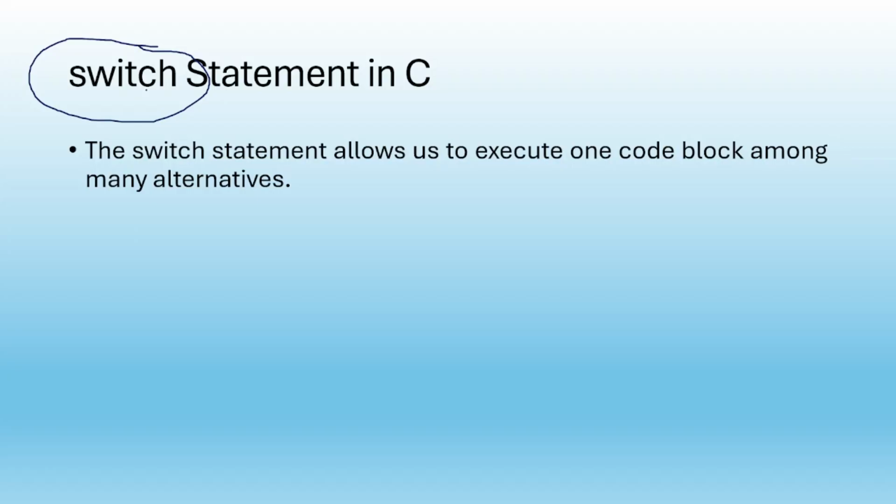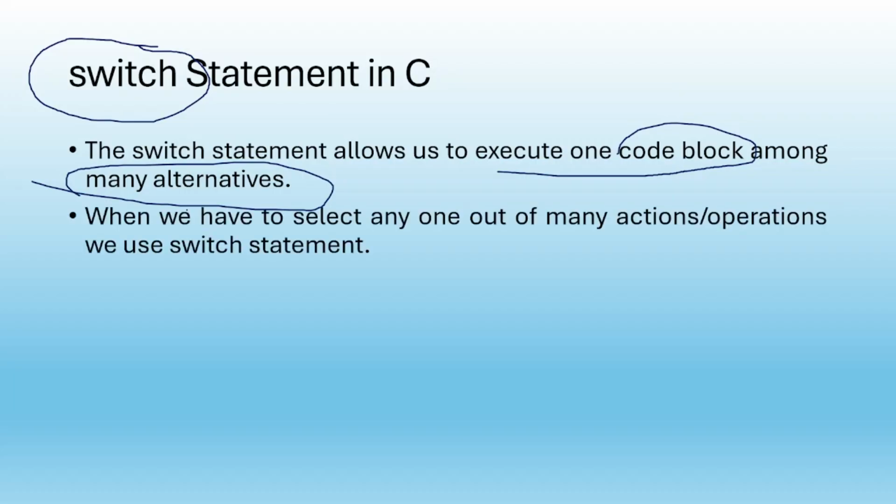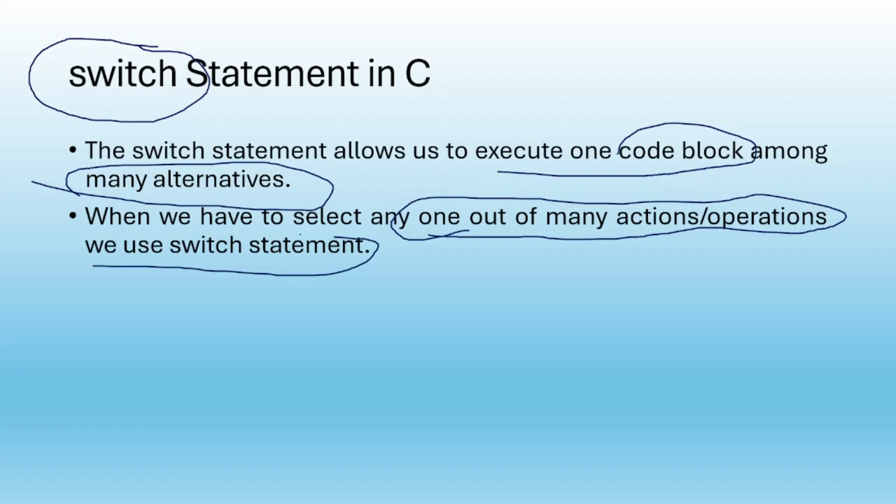So what is this switch statement? The switch statement allows us to execute one code block among many alternatives. That means when we have many alternative code blocks available, and we have to execute any one of them, in that case we go for the switch statement. It means that when we have to select any one action or operation out of many, we go for the switch statement.